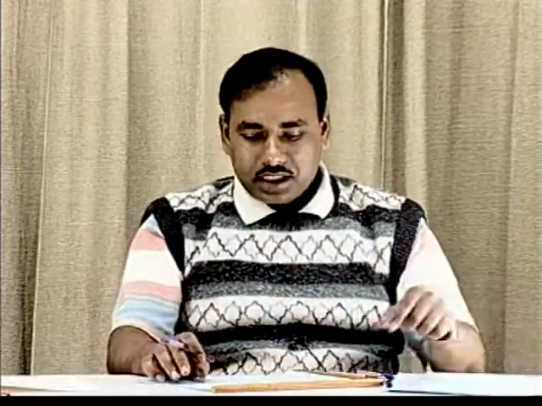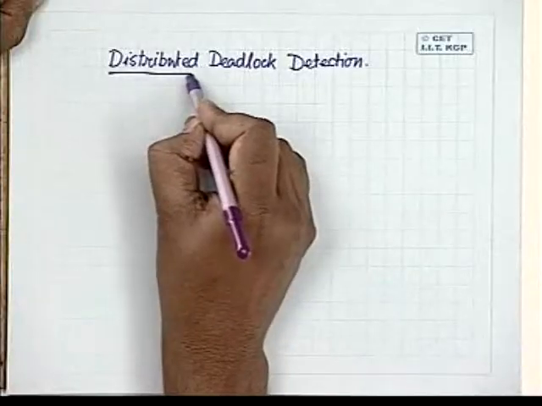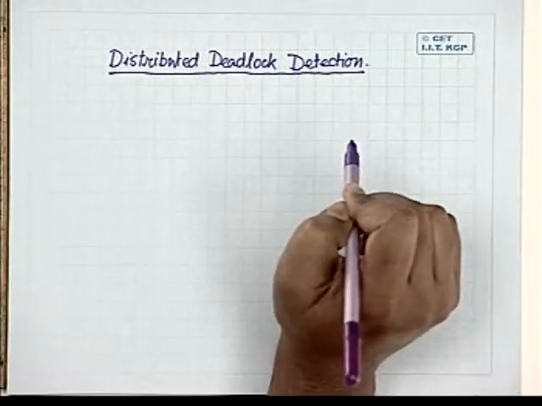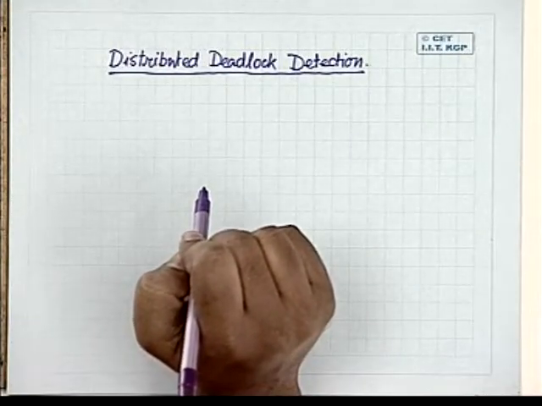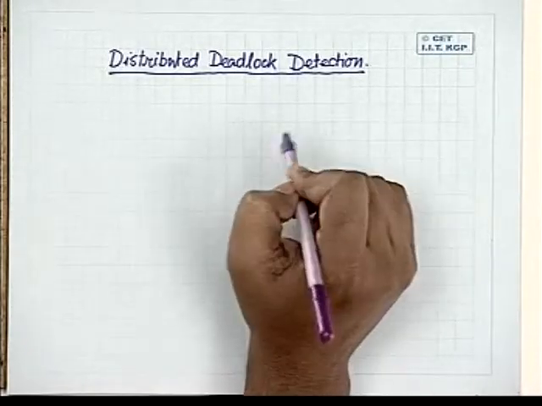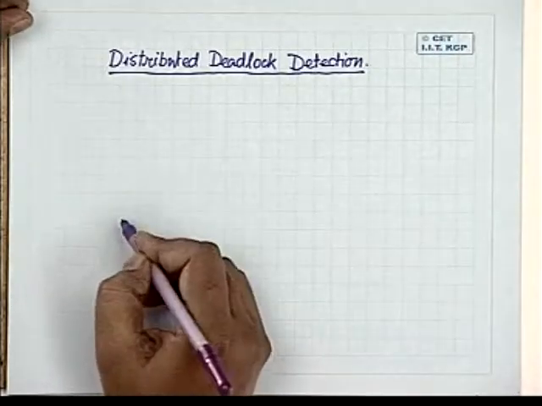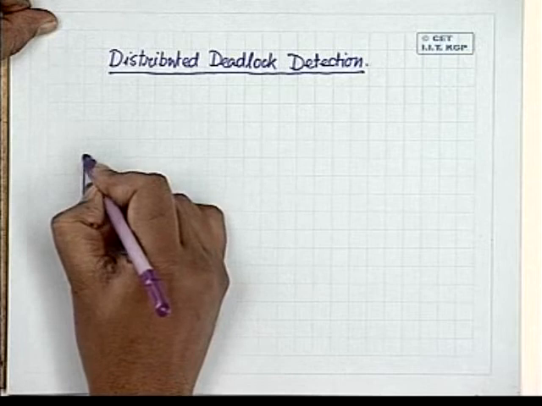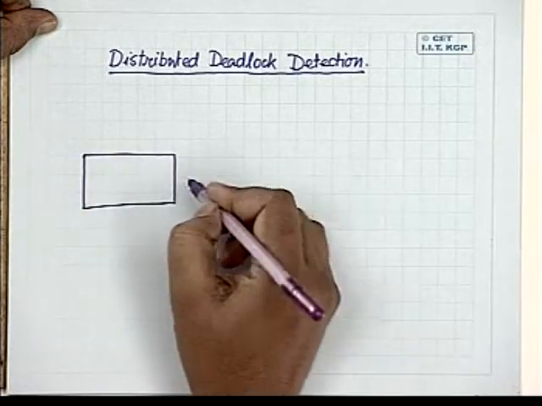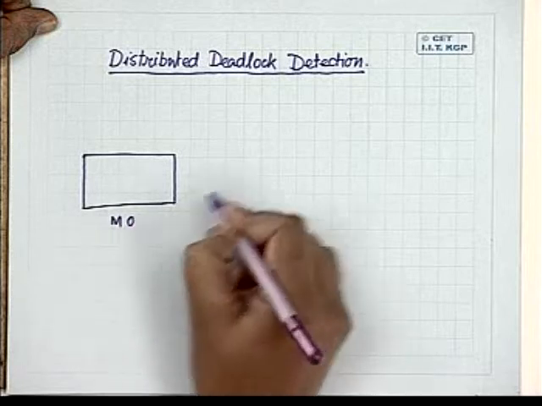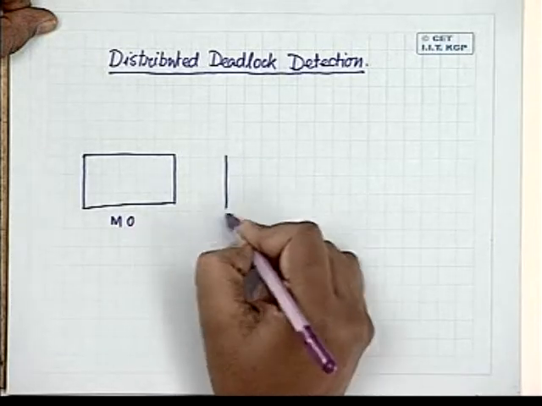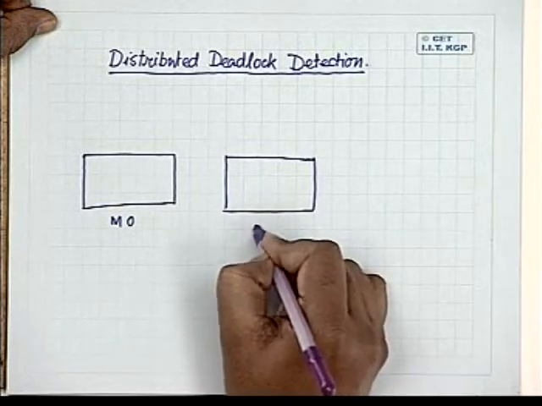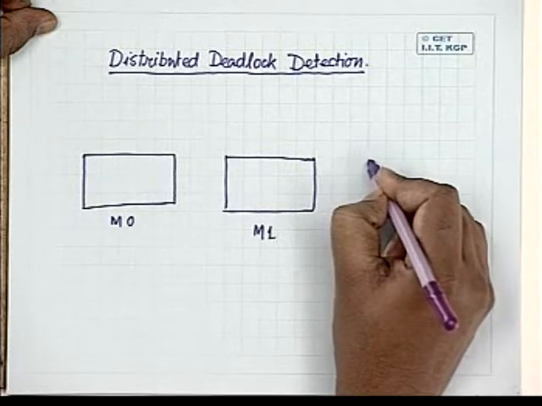So in case of the distributed deadlock detection mechanism, every machine in the system, or every process in every machine in the system, takes part in finding out deadlock. Here, let us assume that we have three machines: machine number 0, machine number 1, and machine number 2.